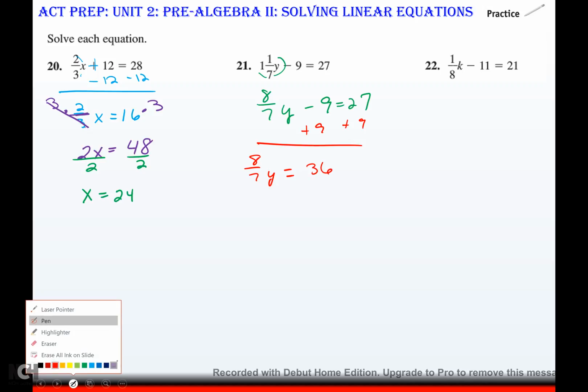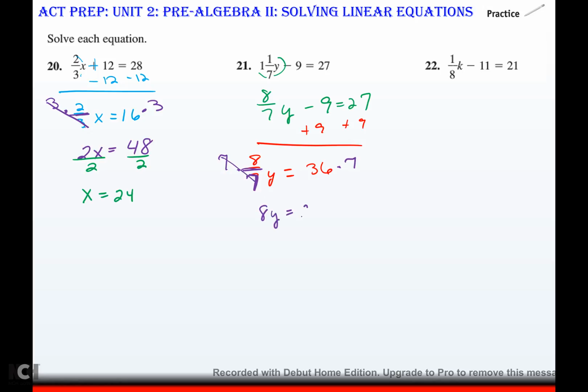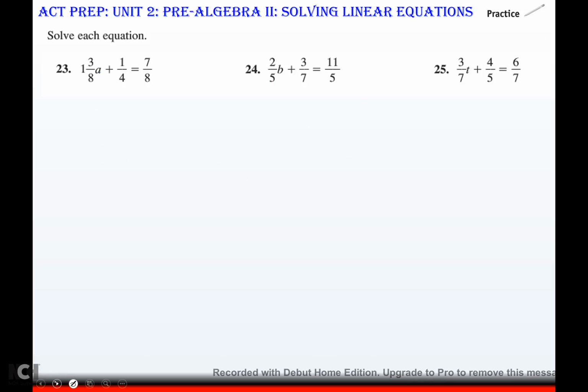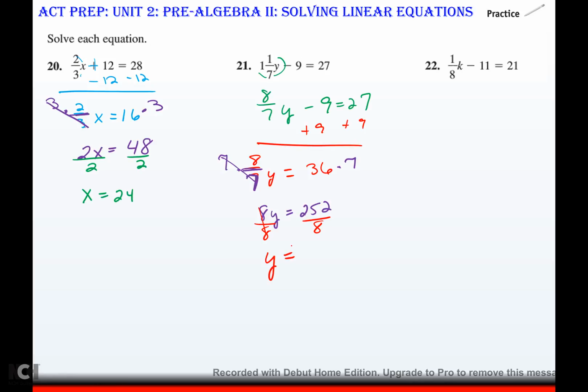And again, to get rid of that fraction, I'm going to do the denominator first. To undo dividing by 7, I'm going to multiply by 7 on both sides. That gives me 8y equals 252. Divide by 8, and you get, oh dang, I didn't use a calculator, 252 divided by 8 is 31.5. Or, if you reduce this down, you'll get 63 over 2.